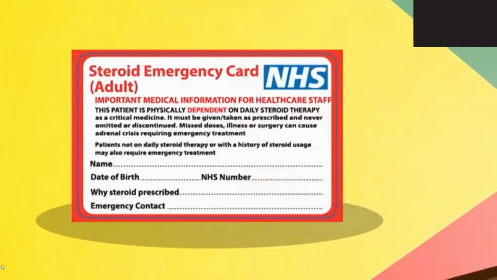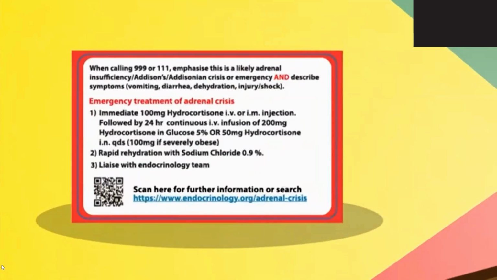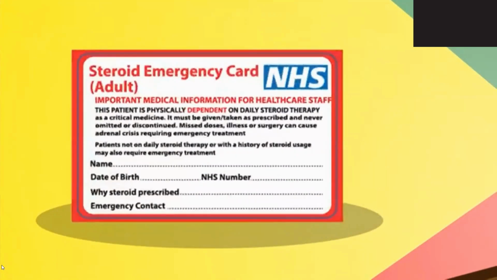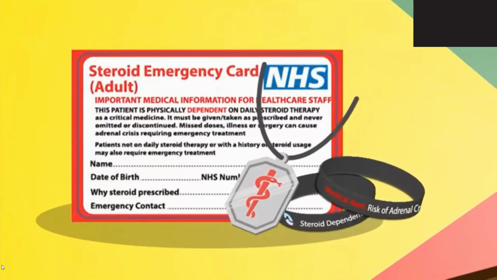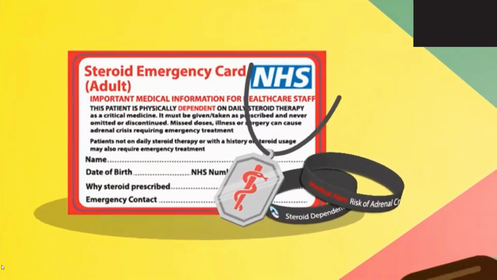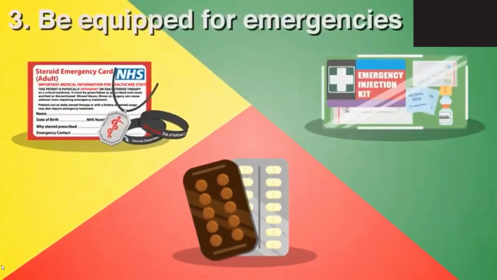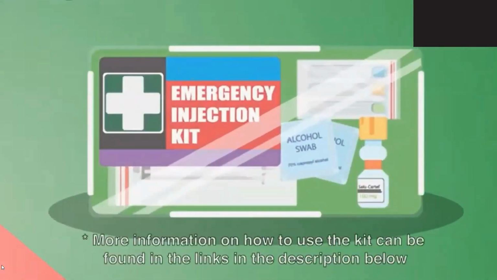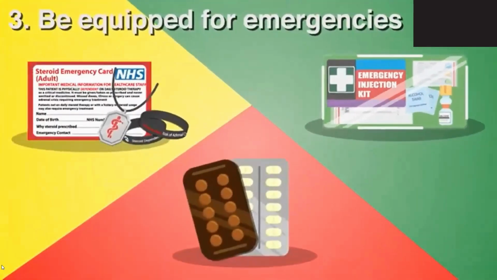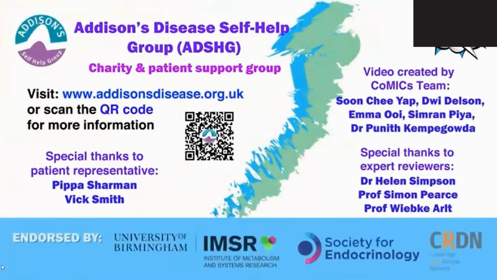Steroid alert card. This card identifies you as steroid dependent. At the back of the card, there is information on what to do during an adrenal crisis. Additionally, you may also wear medical jewelry with details of your medical condition. Hydrocortisone tablets. Always bring extra tablets to cover increased doses if you become unwell. Emergency injection kit in cases of emergencies. With this information, you should be able to reduce your risk and react appropriately to an adrenal crisis. For more information, please visit the ADSHG website.